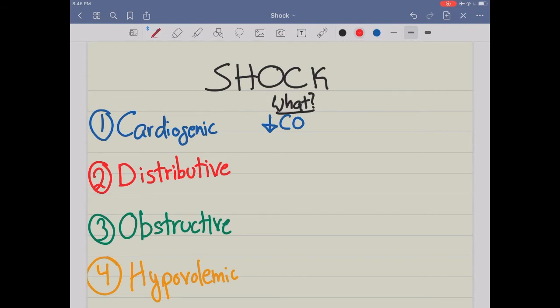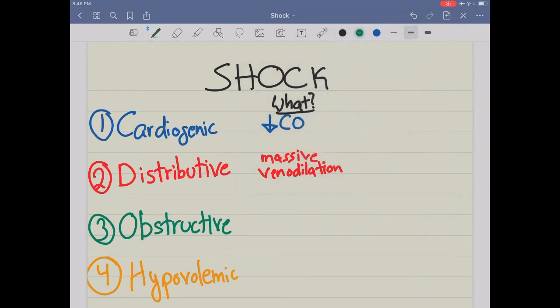In distributive shock, you have massive venodilation. Basically what happens is your veins, your venules and capillaries and your peripheral arteries start to expand a lot. There's a lot of inflammatory cytokines in the bloodstream, causing massive venodilation. So basically all of your fluid and all of your blood is going to be soaked up in your veins, and your heart's not going to be able to pump.